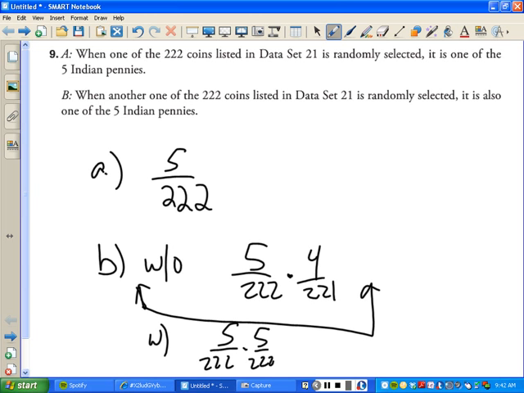Oh, replacement meaning putting it back in the pile? Yes, ma'am. With replacement meaning put it back in the pile.